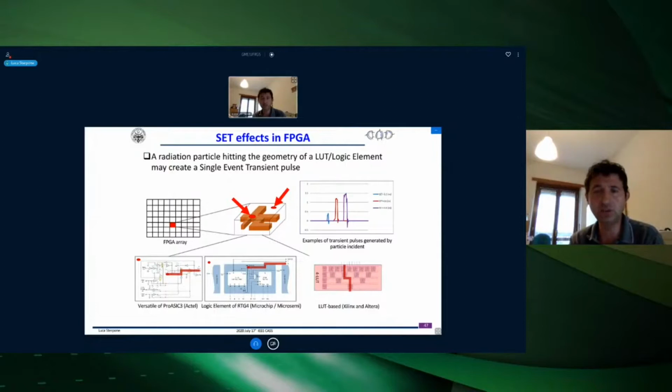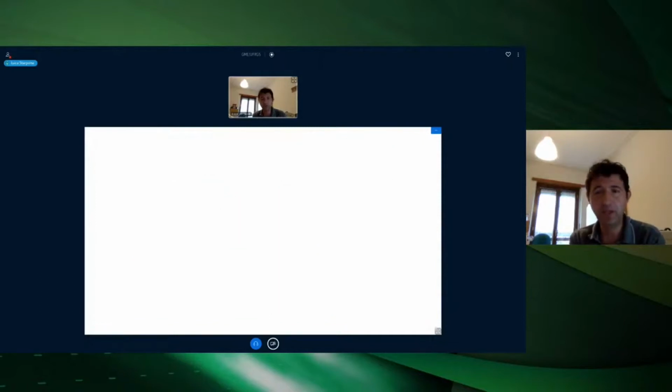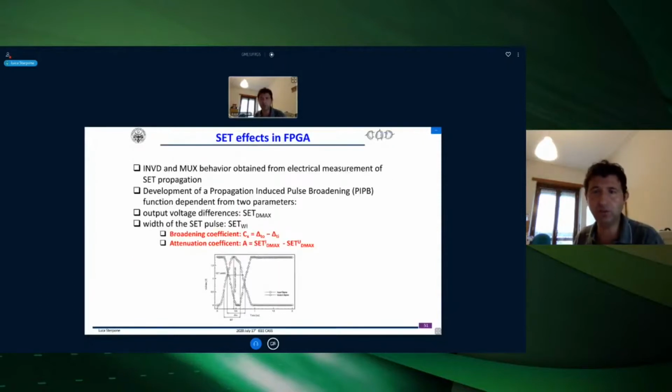We need to understand the source. This is a cartoon model that shows you that the particle can kick in various places, generating different types of pulses with different shapes. As you see, the amplitude is different, and they propagate in different positions. So once it is generated, we cannot do much. We only need to filter them. We need to find a way to understand how it propagates and in which way we are going to filter.